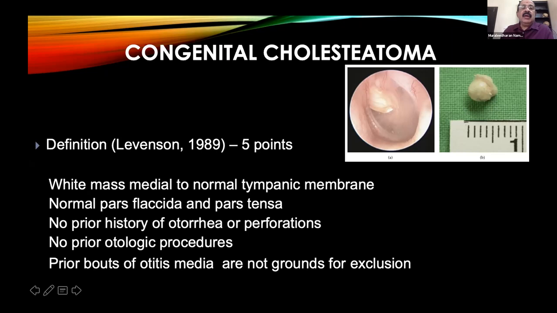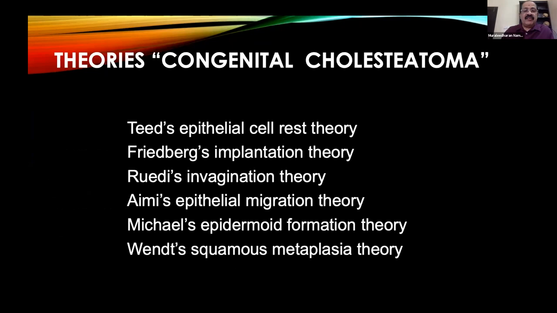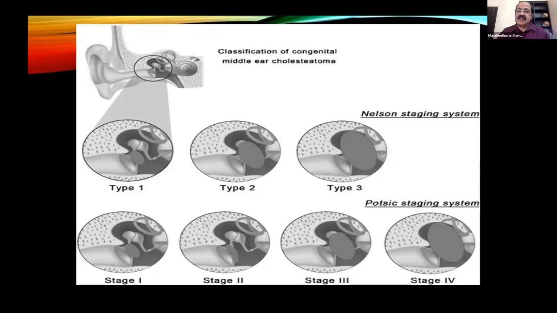Now, theories, a lot of theories are there. That means there is no definite theory. Maybe it is epithelial cell rest, Friedmann's implantation, Ruedi's invagination, Habermann's epithelial migration, Virchow's epidermoid formation, and even a squamous metaplasia theory. And for the cholesteatoma, there are two staging systems, the Nelson staging system and the Potsic staging system. Depending on the extent of cholesteatoma, you have three stages in the Nelson system and four grades in the Potsic staging system.